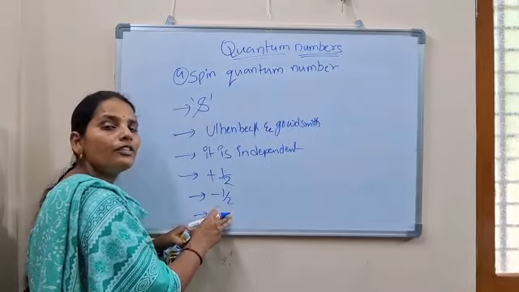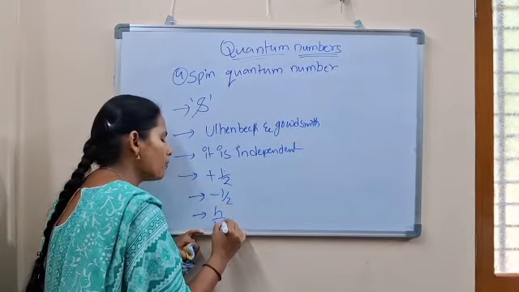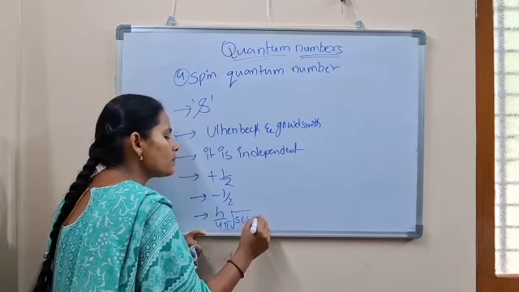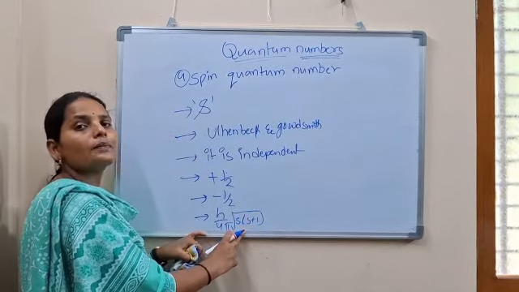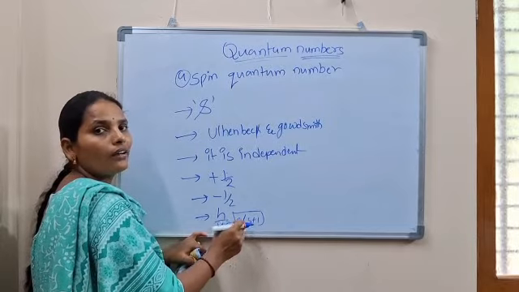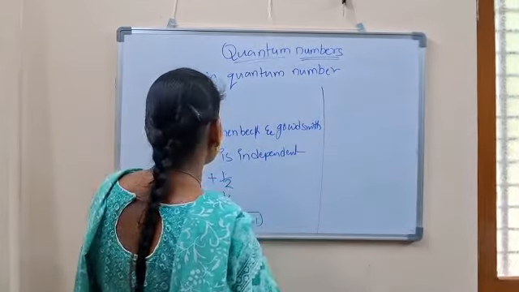The angular momentum of the spin quantum number is h by 4 pi into square root of s into s plus 1. Okay, s into s plus 1. Here capital S is the spin of the electrons. Okay, next.